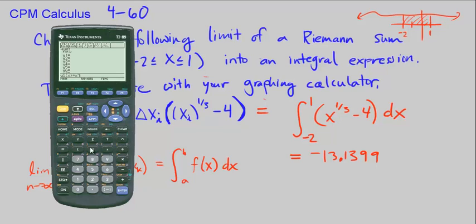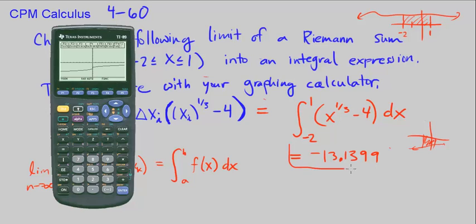We have x to the power of 1/3 minus 4. Let's graph it here. And if you look at our graph between -2 and 1, it is below the x-axis. So our graph looks something like this, and we're calculating this area here, which is -13.1399 units squared. And this right here is our integral expression. Okay? So that's going to end CPM Calculus Chapter 4, number 60.